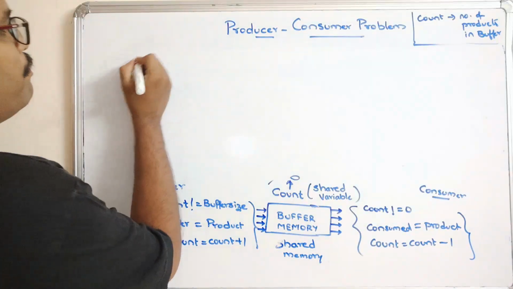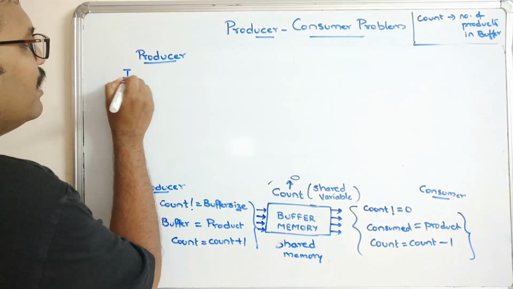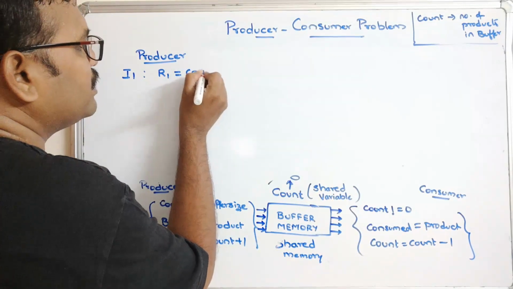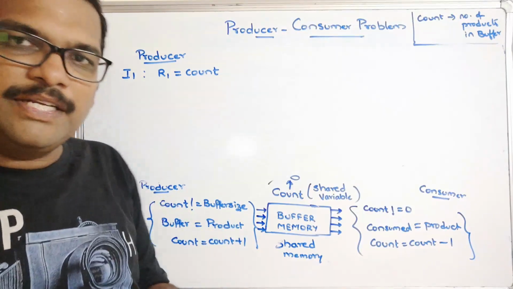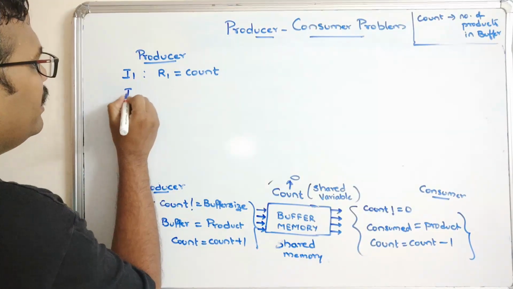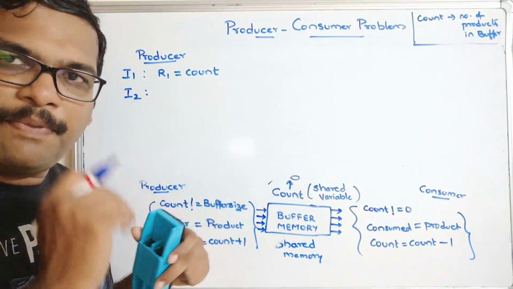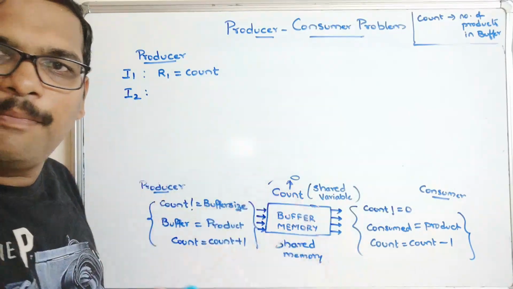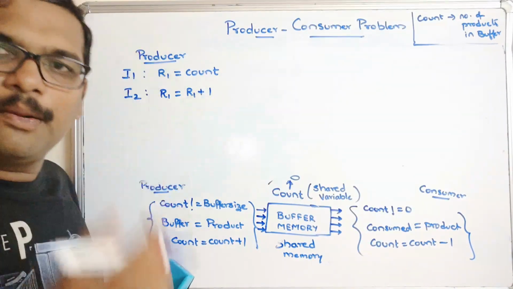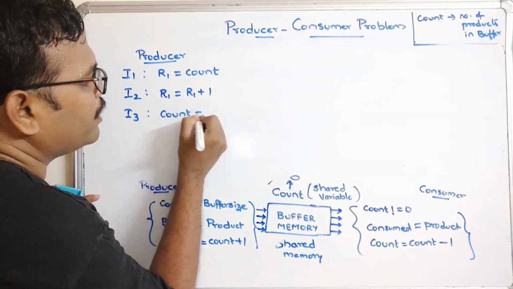See, in the producer side, I write instruction 1. What is instruction 1? R1 will be initialized to count. So whatever the count is, that means the number of products which are available in the memory, will be initialized to register 1. And immediately, whenever the producer produces a product, that means places a product in the memory, R1 will be incremented. So R1 = R1 + 1. Immediately, we have to update that, right? So the count should be updated to R1.